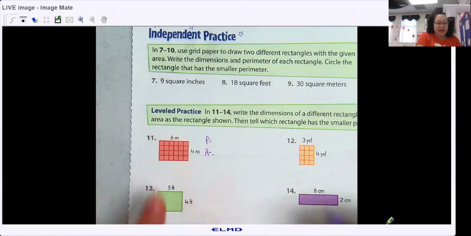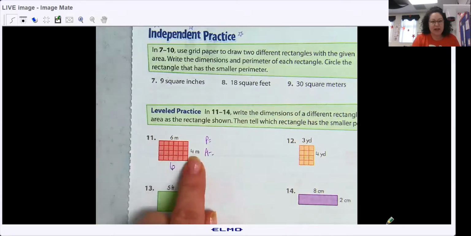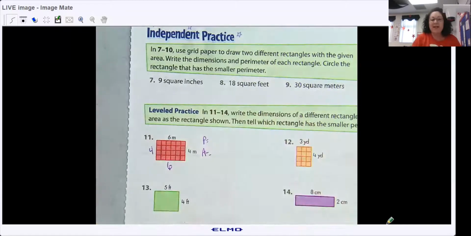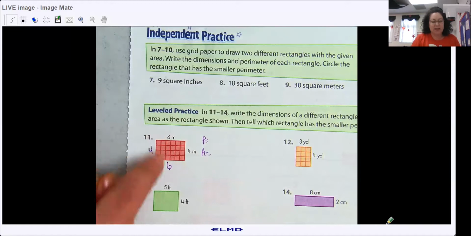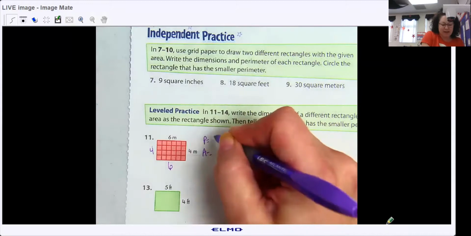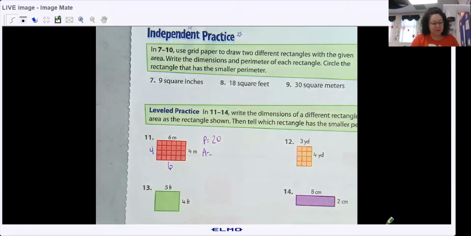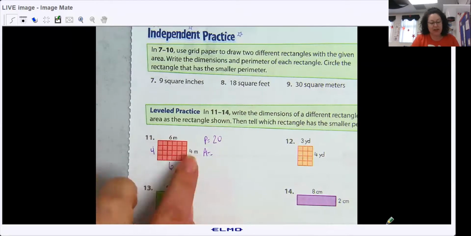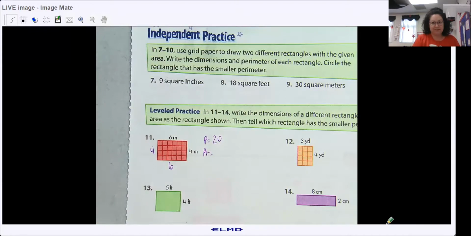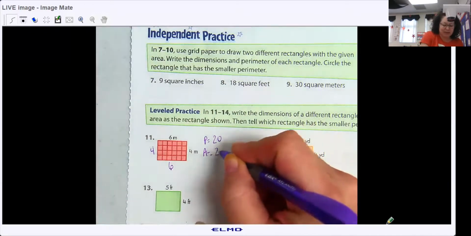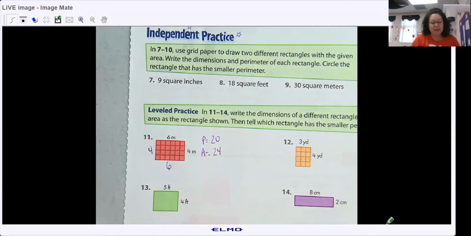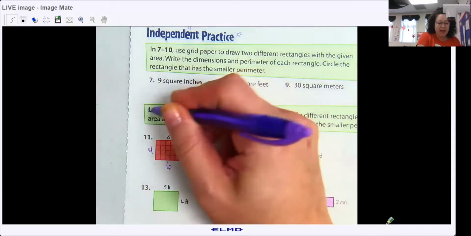If this side is 6, then this side has to be 6. If this side is 4, then this side has to be 4. And then remember, perimeter, you just add up the sides. So 4 plus 4 is 8, 6 plus 6 is 12, 12 plus 8 is 20. Very good. And area, remember, you just multiply the two sides together. So we have 6 times 4. You should know your facts, 24.